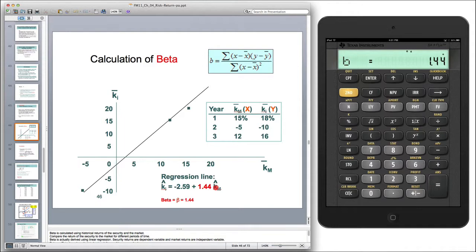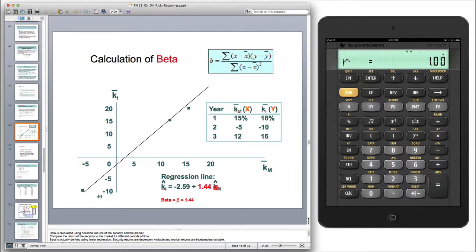So it basically means that this particular stock is more volatile than the market. In fact, for a 1% change in the market return, we expect a 1.44% change in the return on the security. Now this can happen both ways, so it's not necessarily upward. So if the market is down 1%, we expect the stock to be down 1.44%, which, if you think about it, actually means that it's 44% more volatile than the underlying market.